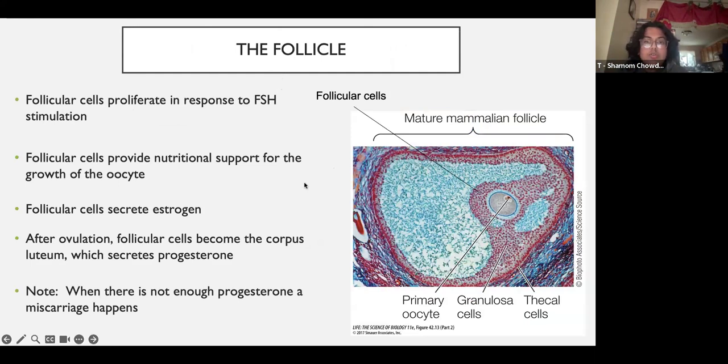All right. So the follicle. Follicular cells proliferate in response to FSH stimulation, and they help provide nutritional support of the oocyte, and they secrete estrogen. After ovulation, follicular cells become the corpus luteum, which secretes progesterone, which I was just talking about. When there's not enough progesterone, a miscarriage happens because progesterone, like I mentioned, helps provide support. If you don't have enough progesterone, you don't have the support for the fetus to develop. So miscarriage could happen.